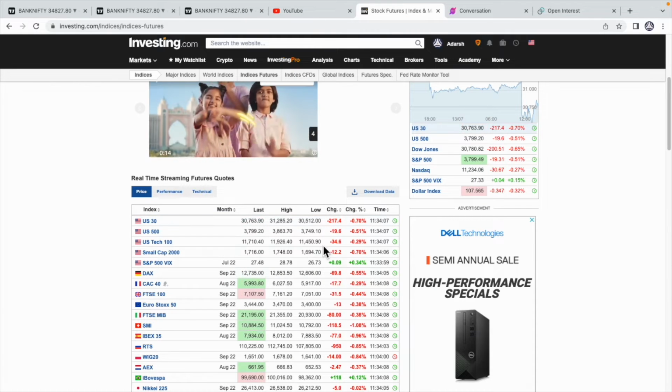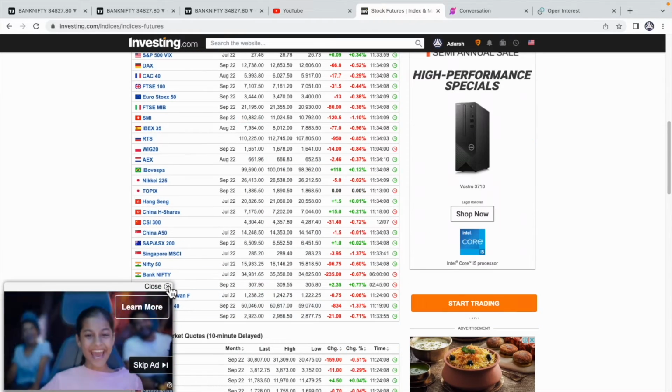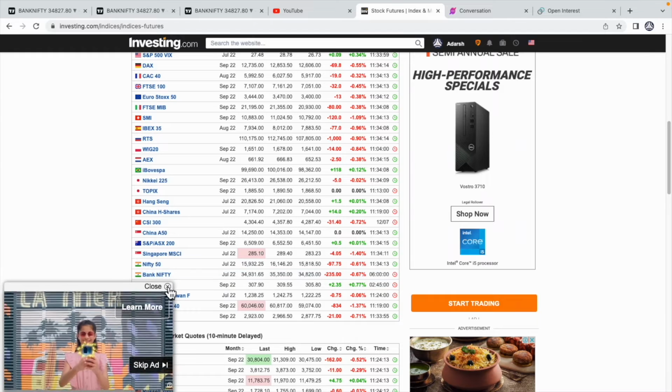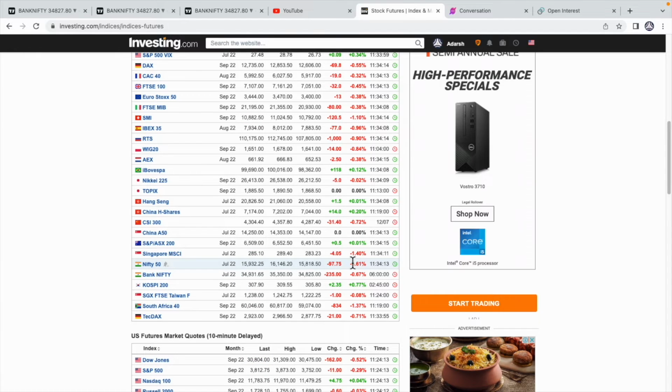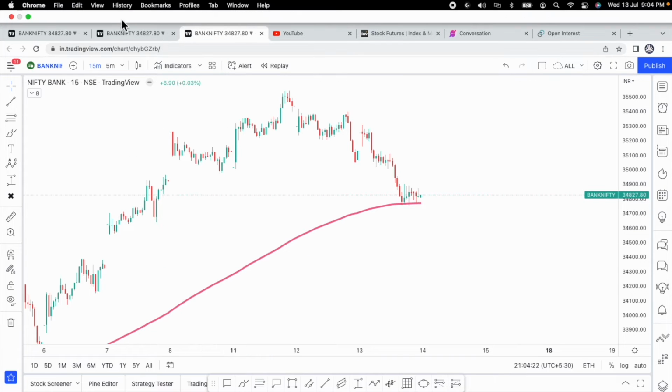Now, assuming we don't know how the US market is going to close and how the SGX Nifty is going to close, right? As of now, SGX Nifty is indicating around a 97-point gap down. So we don't know what is going to happen. But if we get a big, sorry, I'll come back to this chart.